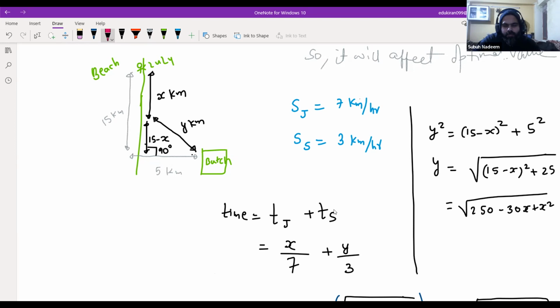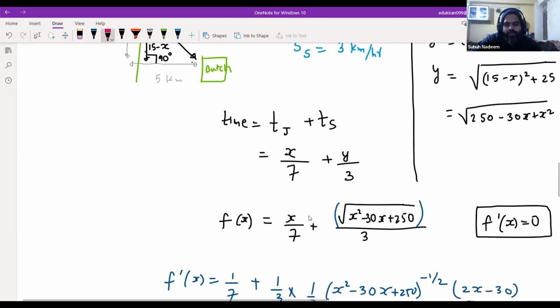5, 5, 5, 5, it is 15, 5. So this is x and this is y. (15 minus x) whole square plus 5 square is y square. So 225 plus 25, 250 minus 30x plus x square. These are all fine. Time is x by 7 plus root over x square minus 30x plus 250 by 3.